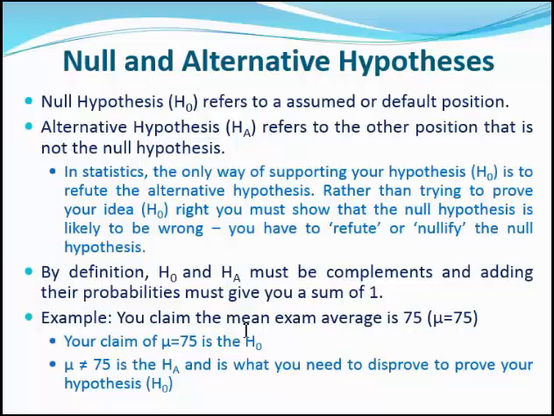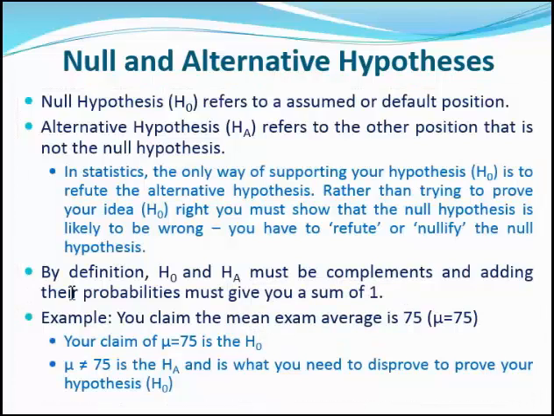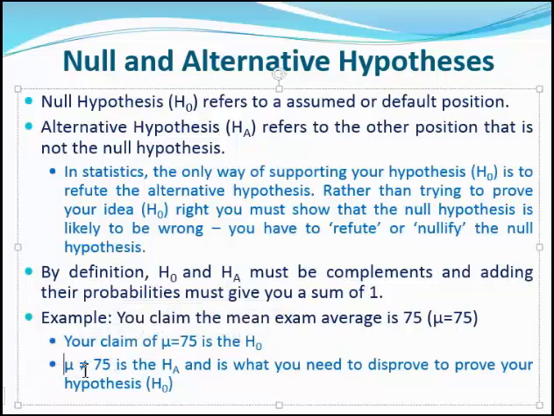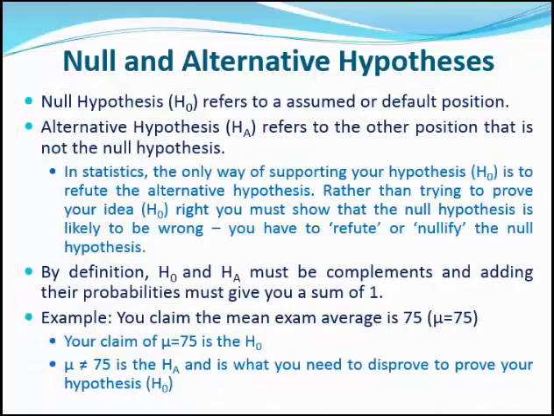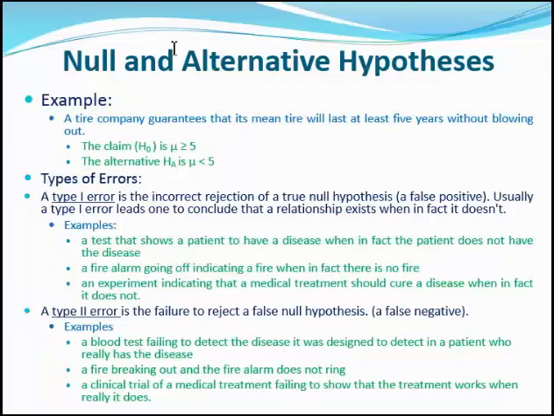Let's take a very simple example, then we'll look at more complex examples a little later. I claim that the mean exam average, the mu over here, is 75. My claim that the exam average is 75, that's the null hypothesis. That's the H0. That's my claim. That's the default position that we're going to be looking at. The mean not being 75, mean not equal to 75, is the alternative hypothesis, and that's what you need to disprove in order to prove your hypothesis. So, for example, if we use the charts, if we use the experiments, and we use either the T distribution table or the Z distribution table, depending on our sample size, and we prove to a 95% certainty that the mean not being 75 is not true, then we can say that we have established to a 95% certainty that our mean is 75.